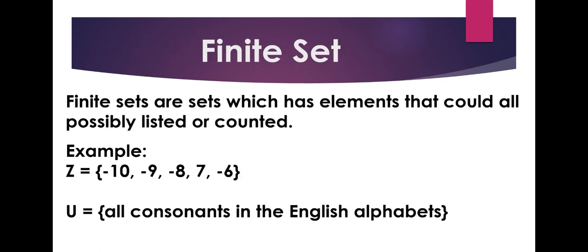Next is the finite set. Finite sets are sets which has elements that could all possibly be listed or counted. So, kapag finite set, ito yung mga element na nakaya pa nating bilangin yung cardinality or element. Let's say sa Z natin, we have negative 10, negative 9, negative 8, negative 7, and negative 6. So, ilan yung cardinality natin or ilan yung element natin? 5. So, finite set siya. Let's say yung all consonants in the English alphabet. Ilan ba yung consonants sa English alphabet? Kung 26 lahat yon, 5 yung vowels, that means 21 yung consonants natin, nabibilang pa rin siya.